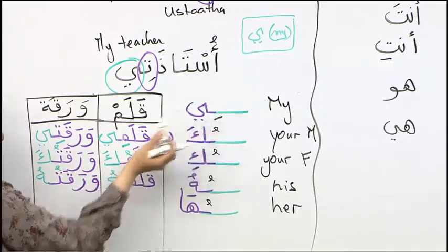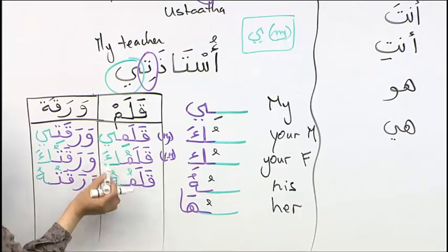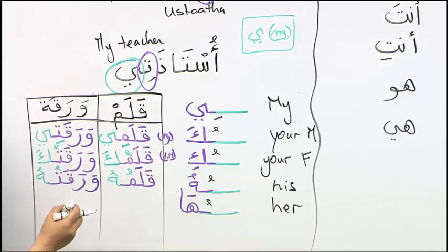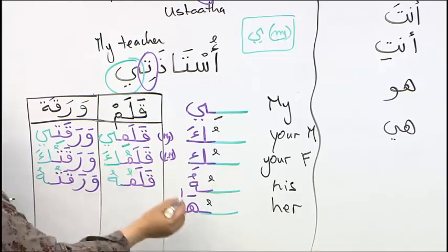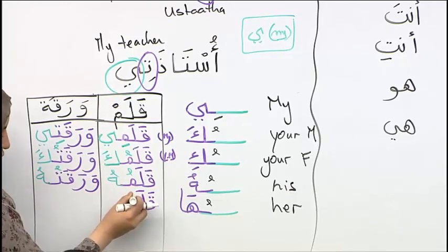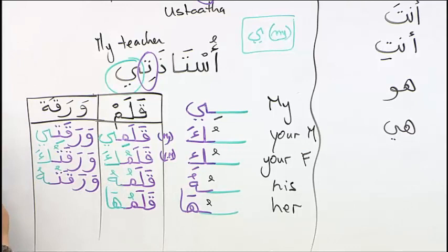See? These are the short vowels that you put on the letters right before the possession. So you can always keep the same pattern, same pronunciation for all the possessives. Okay? Qalamuha, her pen. Waraqatuha, her paper. Okay? So that'll be all for the possessive pronouns.